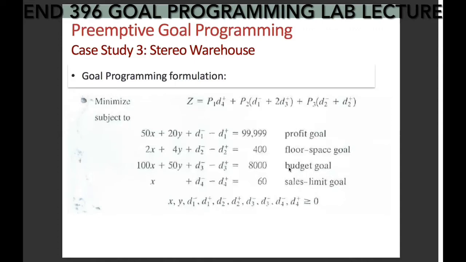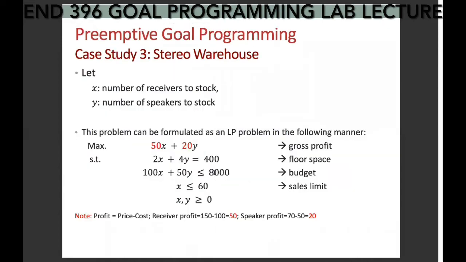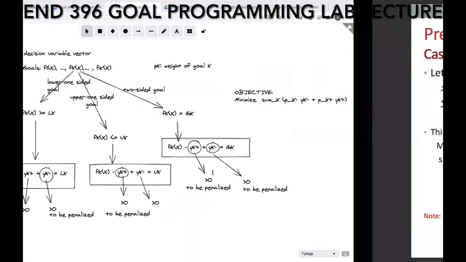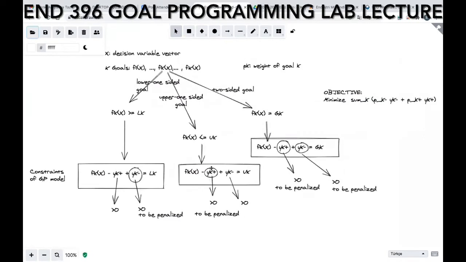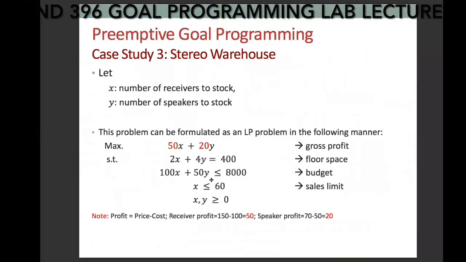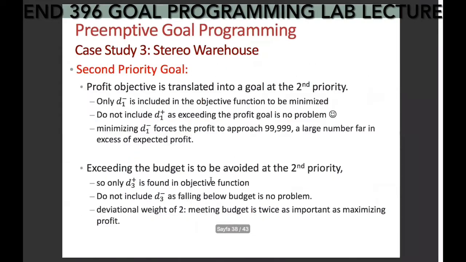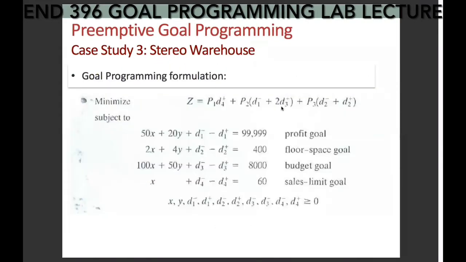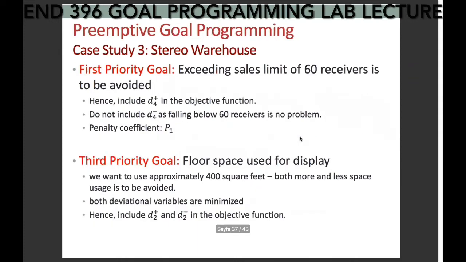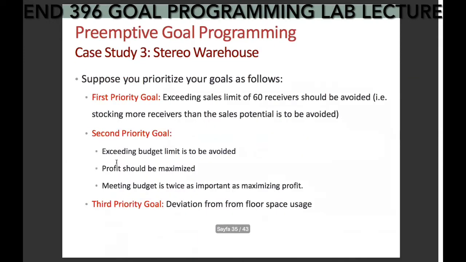So we should add these deviation variables and transform this goal to a constraint to be included in the goal programming formulation. As we have an upper limit for this goal, what should we do? We should penalize D3 plus, right? So D3 plus should be included in the objective function. Right now, we are not dealing with its coefficient. Then we should also consider profit in this goal. As it is stated, profit should be maximized.